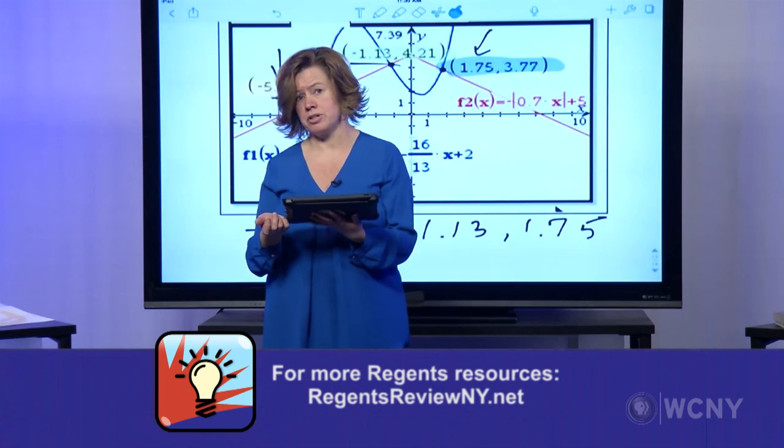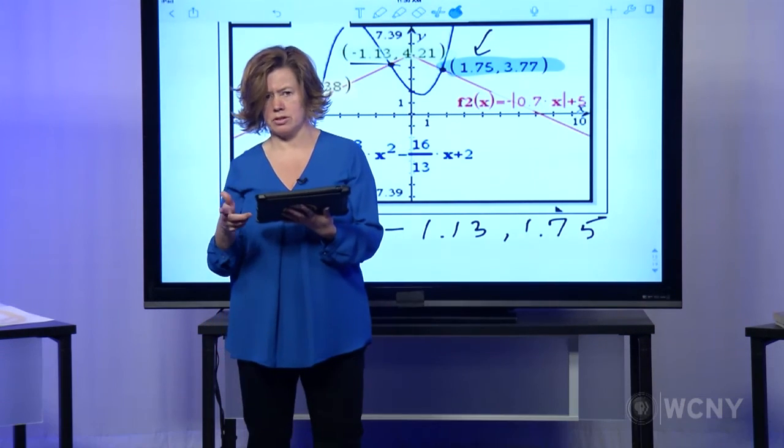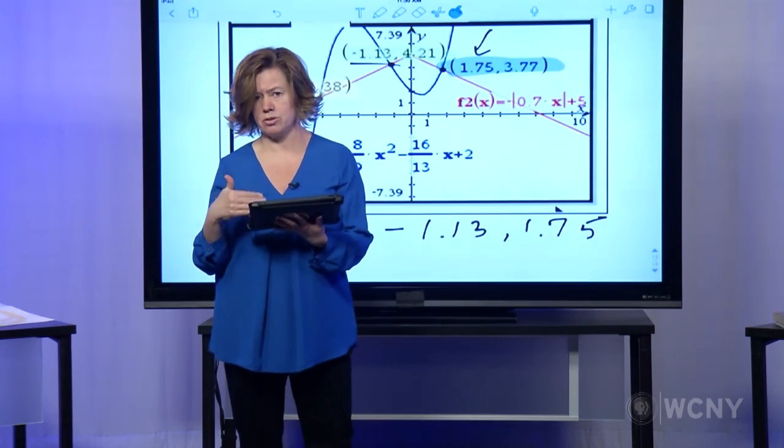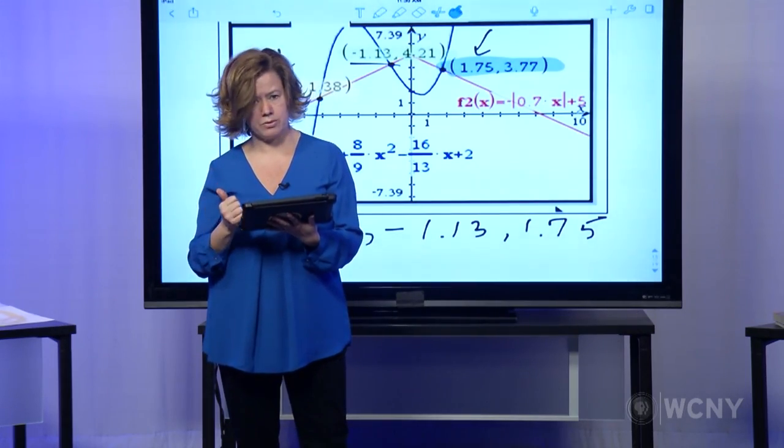Keep in mind, any rounding error on a Regents exam is a 1-point deduction. So always go back and reread the problem and make sure you round according to the way they ask you to.